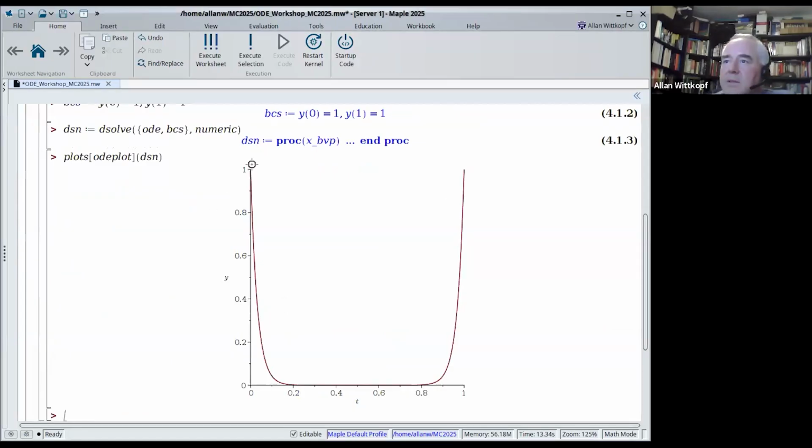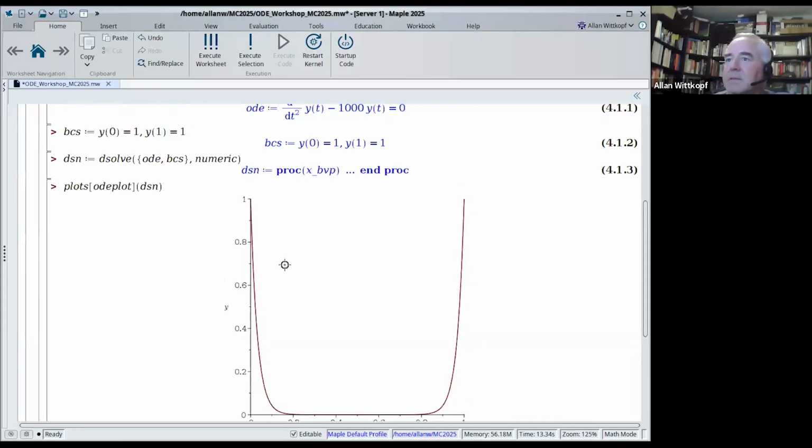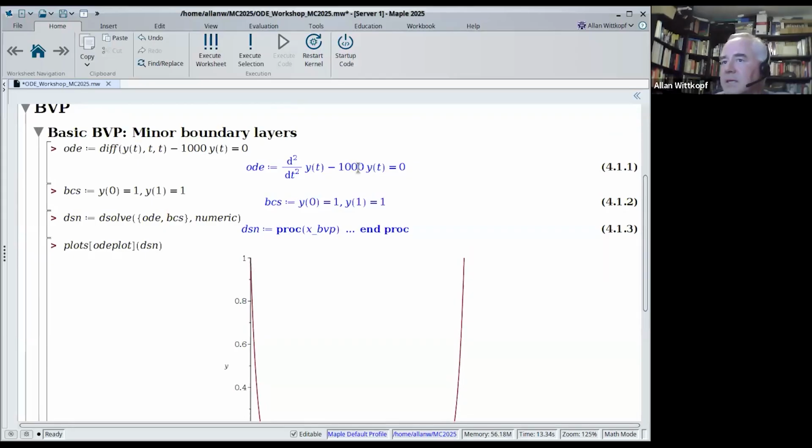As I mentioned, this has some very relaxed boundary layers at either end for this DE. The larger this value here, the 1000, the tighter the boundary layers become.